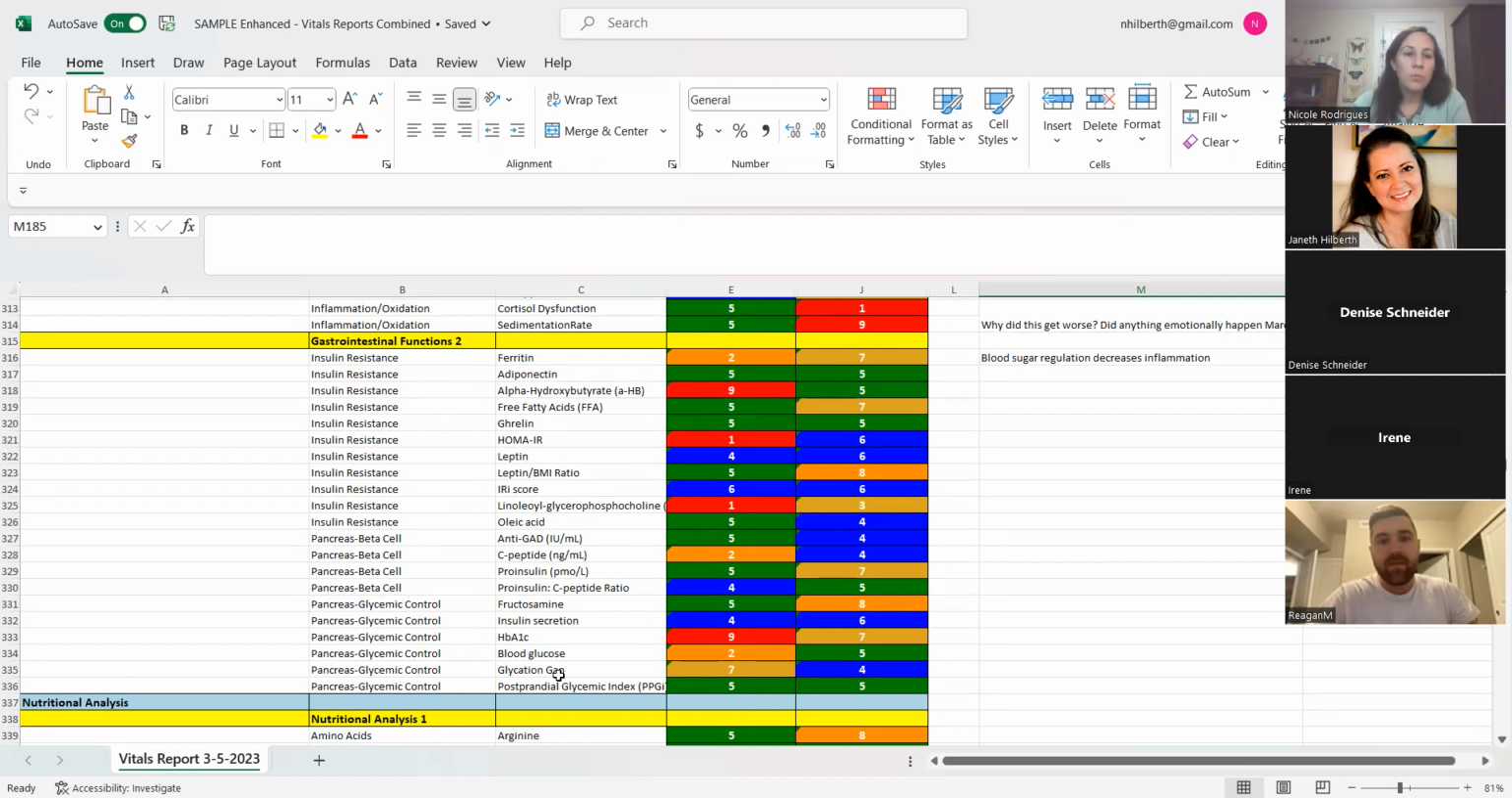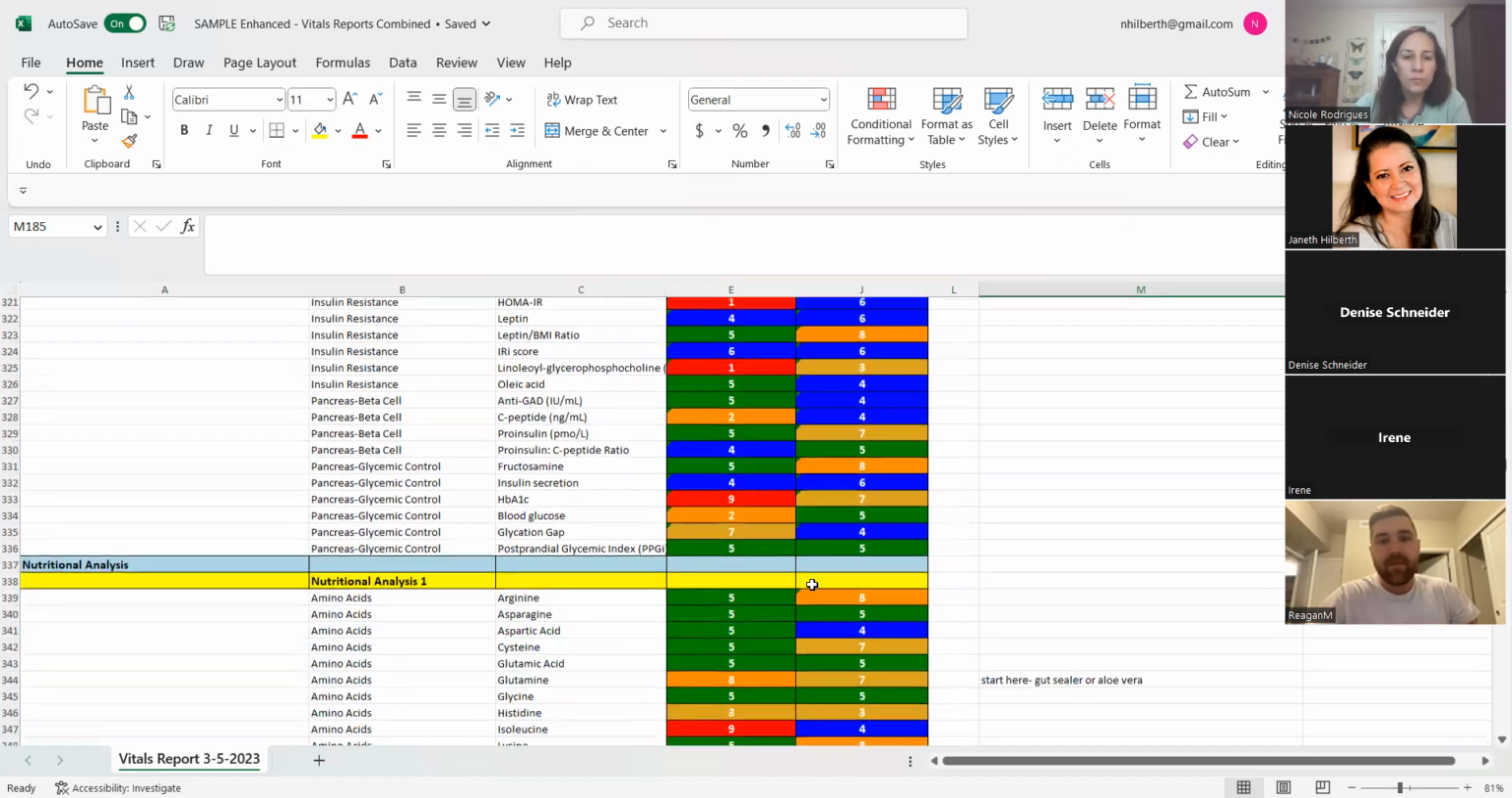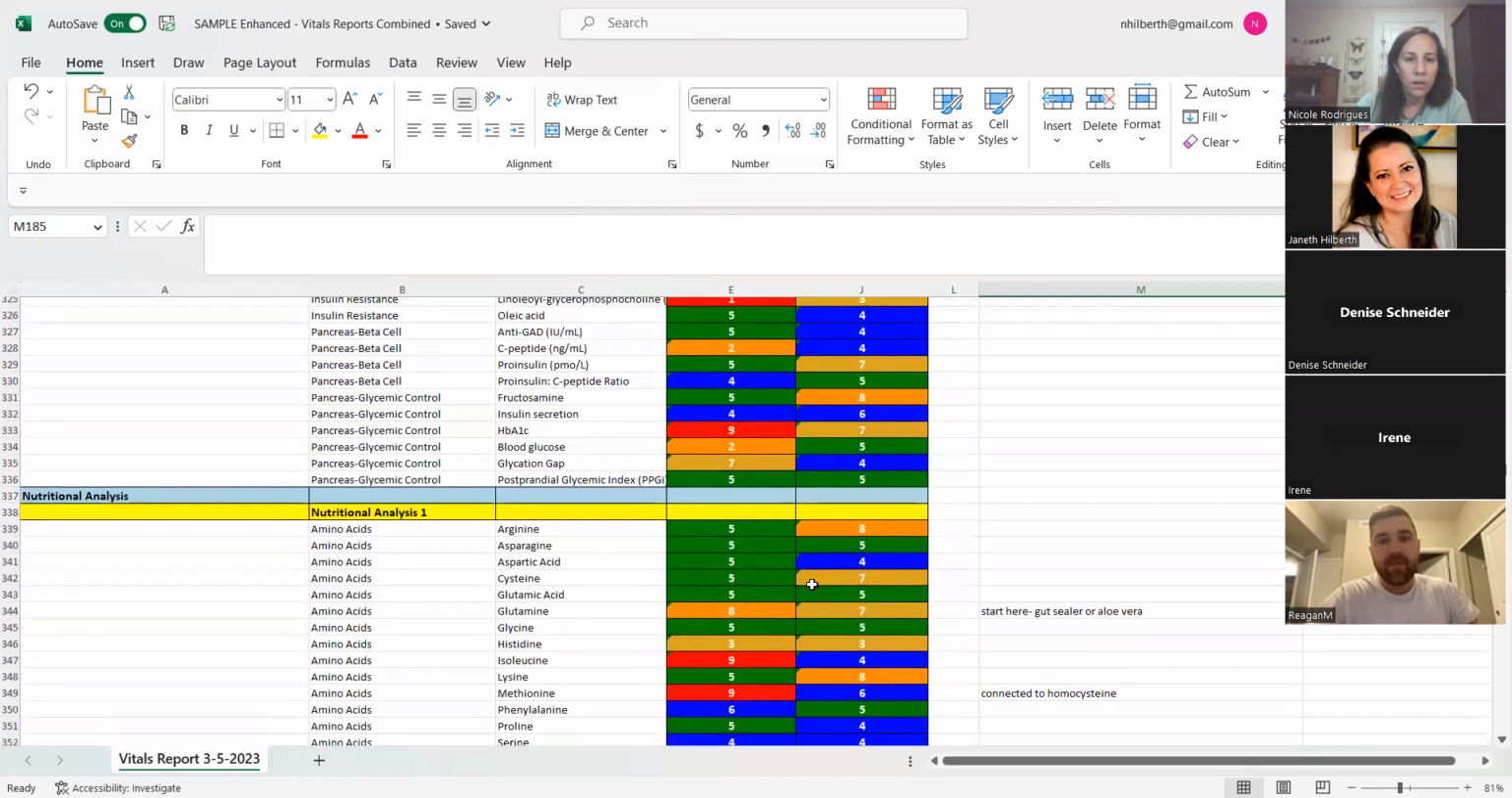So these are more like insulin resistance things, some of the pancreas level. Okay, so again, there were a couple of things flagged here, and this leads me to believe there's a connection with his digestive system needing some help. So we're going to scroll down.